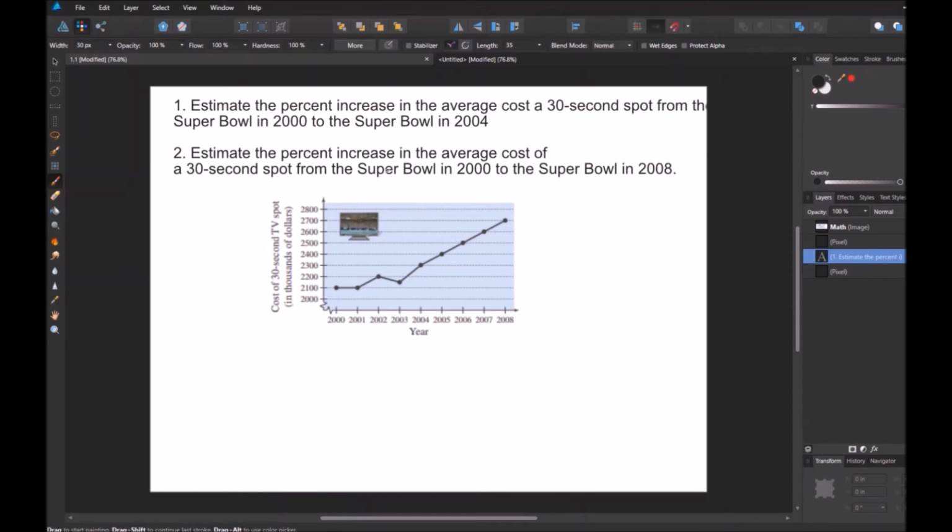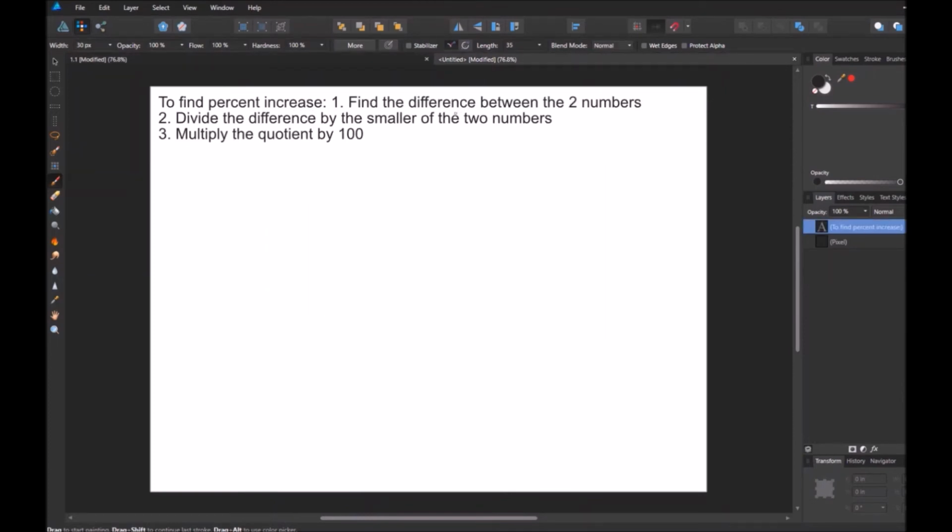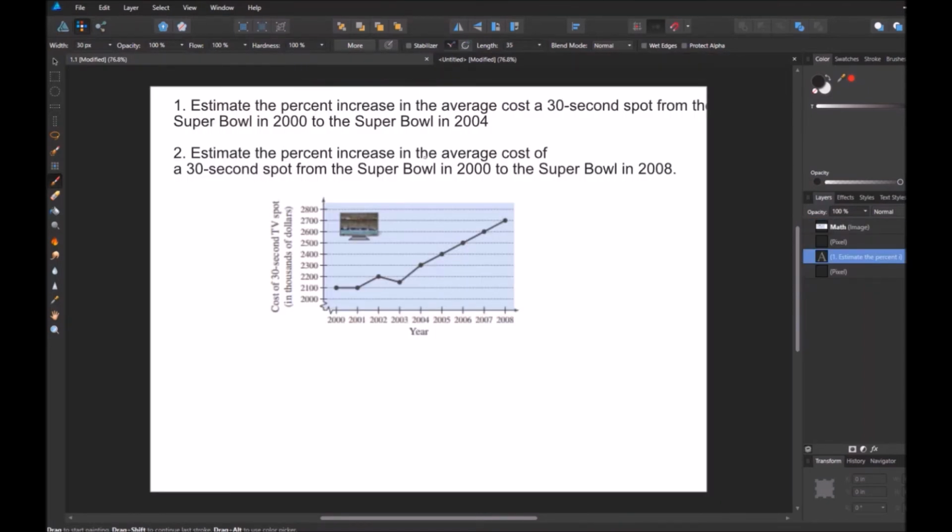So the thing you need to know how to do is find the percent increase. And in order to do that, we have to find the difference between the two numbers. Then we have to divide the difference by the smaller of the two numbers, and then multiply that quotient by 100. So our two numbers are going to be the y value where the x value is 2004, and the y value where the x value is 2000.